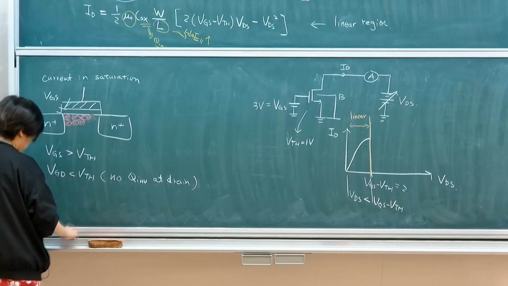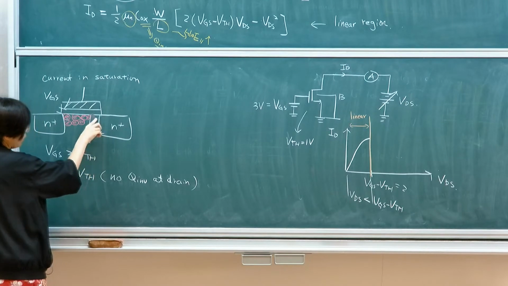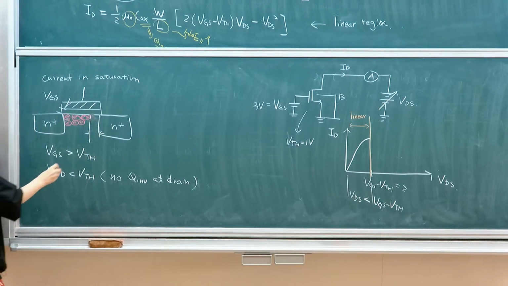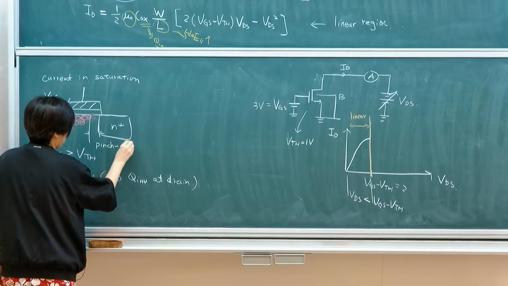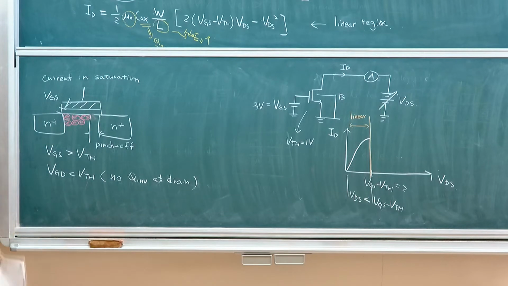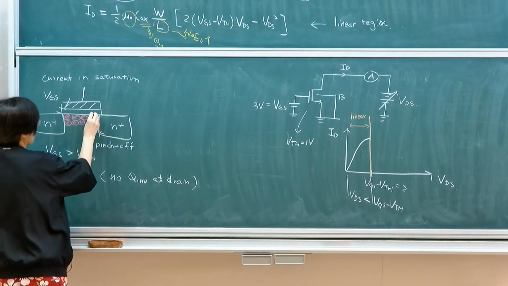There will be a region where there's no inversion charge. We call it pinch off. So I have current coming in, but it's being pinched off at the drain side. This is the same as when you think about bipolar junction transistors operating in the active region, where there is a depletion region. So this is the same thing. The electrons are coming in, and then my potential is being pinched.